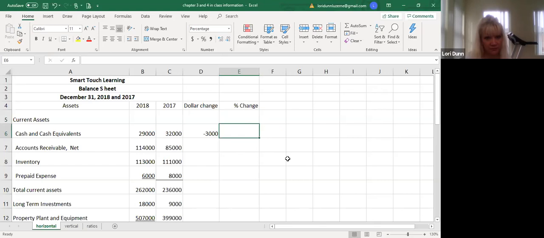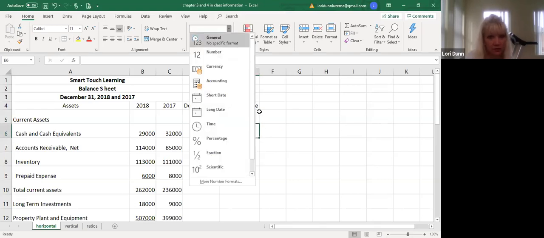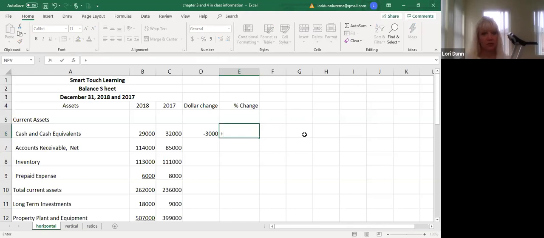Should be 9%. I'm just going to get rid of the percentages. There we go. So if we take the 3,000 divided by the 32,000, we will get 9.375%. So it changed by 9%, almost 10%. And that should be a negative, by the way, I put the numbers in wrong. So it decreased.